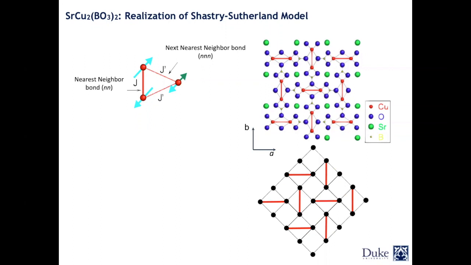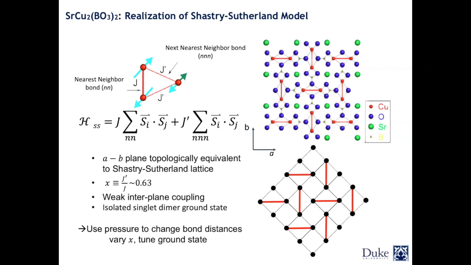What is quite interesting about this particular compound is that its J prime over J is 0.63. So without manipulating anything, it's going to be in this singlet state, according to Shastri-Sutherland, since it is less than 0.69. But look at this, it's pretty close to that transition. So it can be a candidate for us to manipulate J prime over J, either by application of pressure, chemical doping, or even magnetic field, to map the phase diagram and have a better understanding of what is happening.